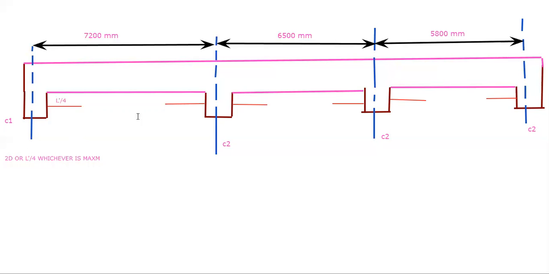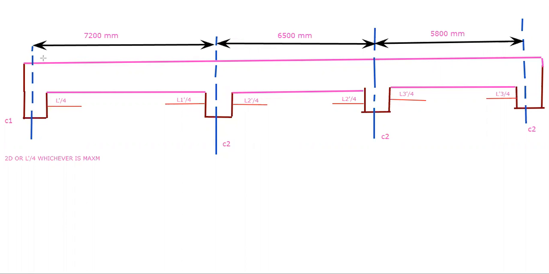Okay, so we have to take, and this is also L1 dash by 4, it's denoted by L1 dash, and here it will be L2 dash by 4, and this is also L2 dash by 4, and this will be L3 dash by 4, this is also L3 dash by 4. Okay, and how are you going to calculate the L length, L dash?